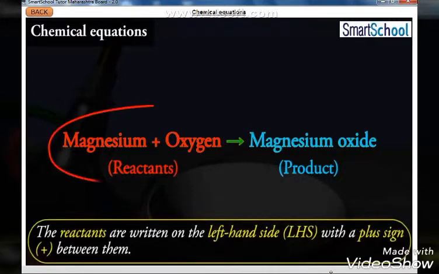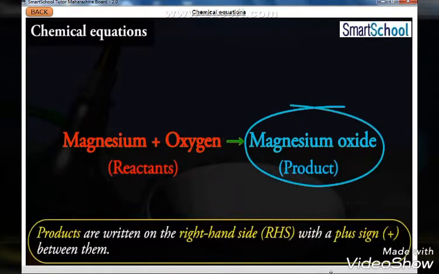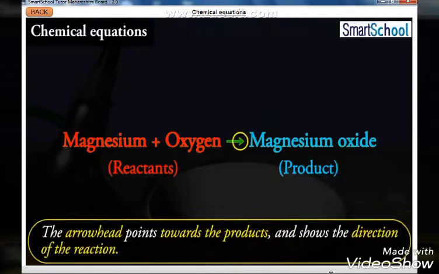The reactants are written on the left-hand side, that is, LHS, with a plus sign between them. Similarly, products are written on the right-hand side, that is, RHS, with a plus sign between them. The arrowhead points towards the products and shows the direction of the reaction.